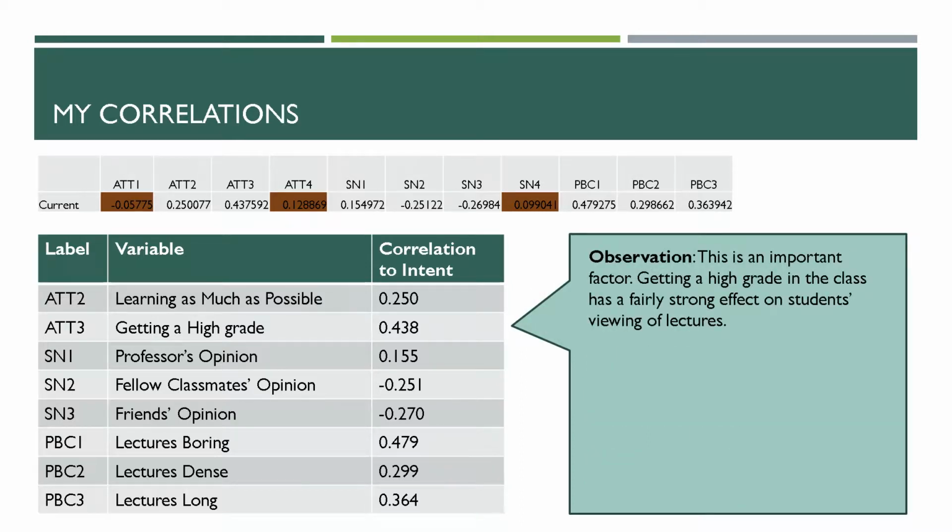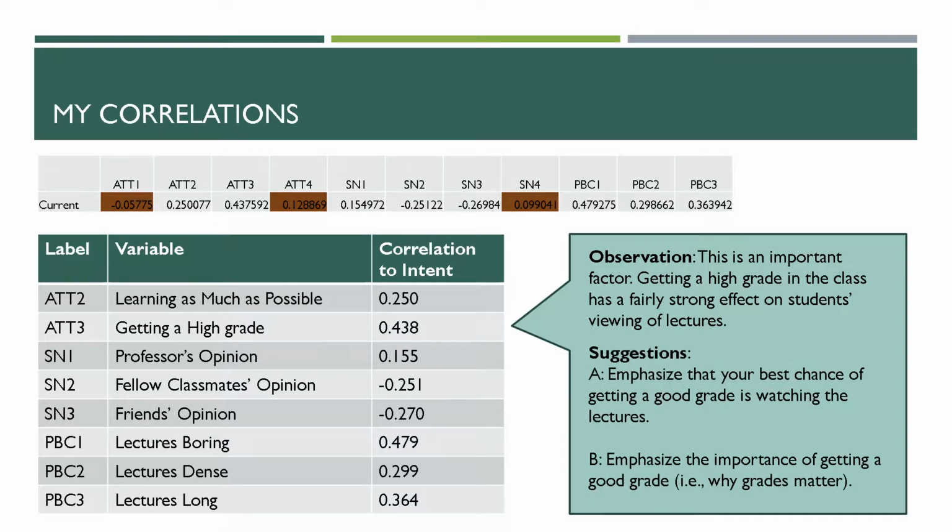For attitude 3, I'd observe this is an important factor, right? The effect size of it is pretty big. Getting a high grade in the class has a fairly strong effect on students' viewing of lectures, right? So the suggestion I would make there is that you should emphasize to students that your best chance of getting a good grade is watching the lectures, and also emphasize why you want to try to get a good grade, right? Now, I'm just doing a sentence for each one of these. In your paper, this needs to be a couple pages or so altogether, so you could certainly make a brief paragraph out of these, or maybe in a good-sized paragraph, you talk about two related variables together, right?